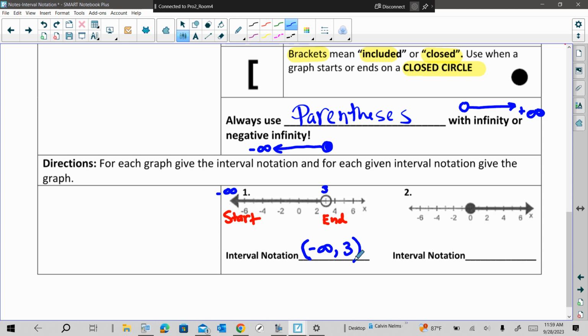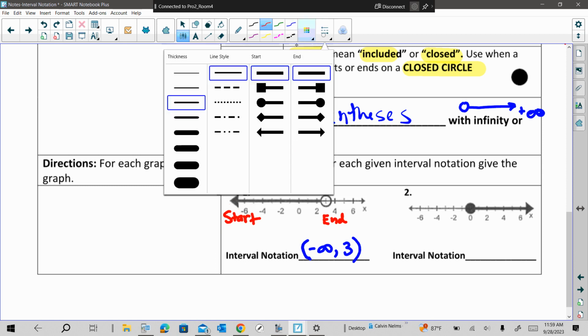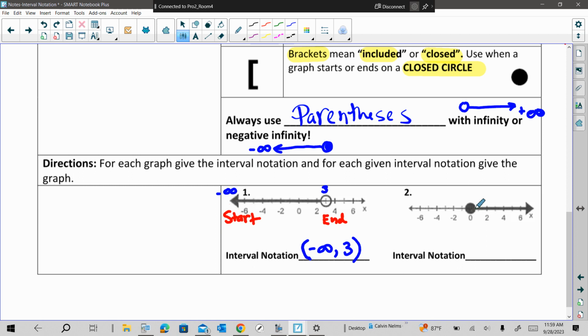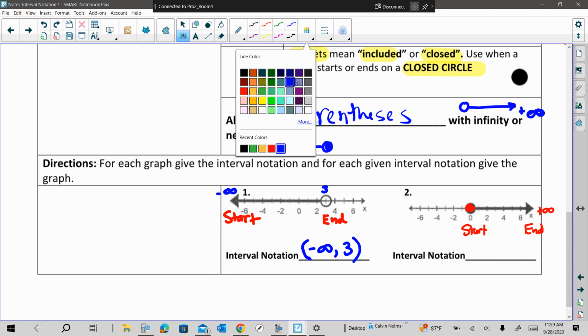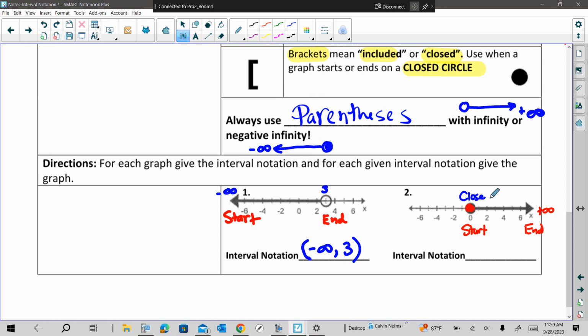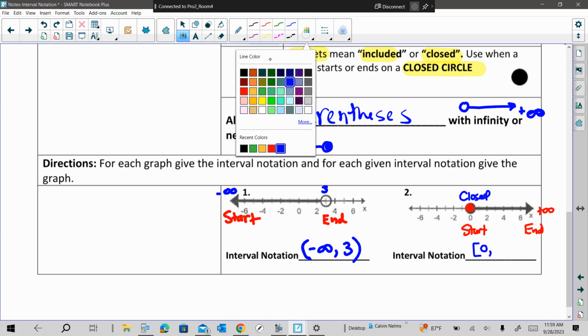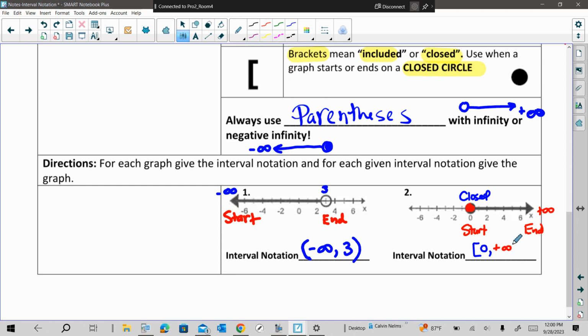Okay. So on number 2 here, if I look closely, let me fix my font. It's a closed circle here. This is where we're starting, at 0, and it's going to end with this arrow pointing to the right, which is positive infinity. Since we have a closed circle, we're going to start with a bracket, because it starts right here at this closed circle, bracket 0. And then since it's ending over here pointing to infinity, we put our positive infinity, and then we close it with parentheses.